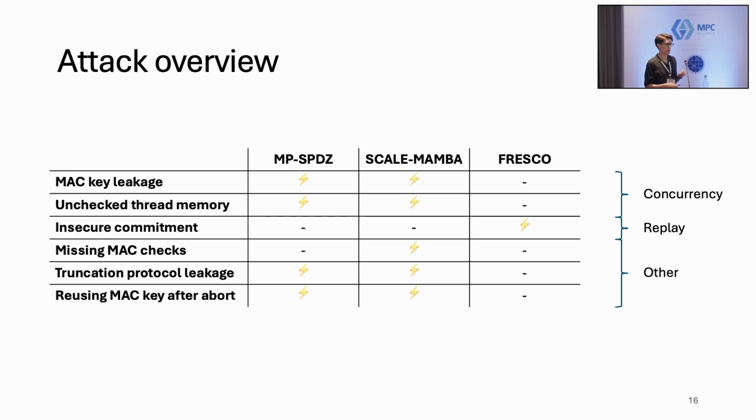Now, I promised to talk about countermeasures. What can you do? There are some very simple, I would call them bugs, here on the slide. So if you missed a MAC check, don't miss the MAC check. That is the countermeasure. If you're using a MAC key after an abort, don't do that. And it's the same for the unchecked byte memory. That's also a missing MAC check at its core. For the commitment scheme issue, use a different commitment scheme or use domain separation. But then there's one more left, which is this MAC key leakage attack. What do we do about that one?